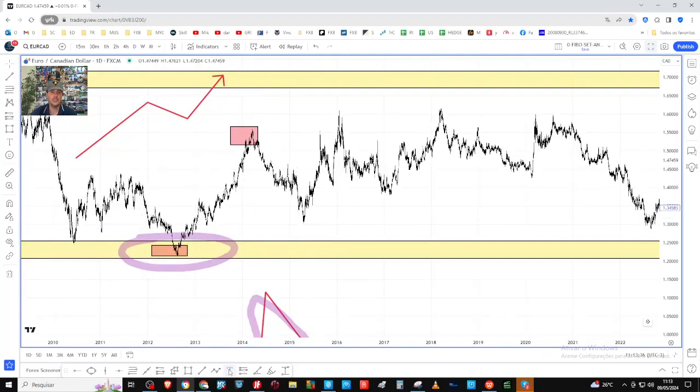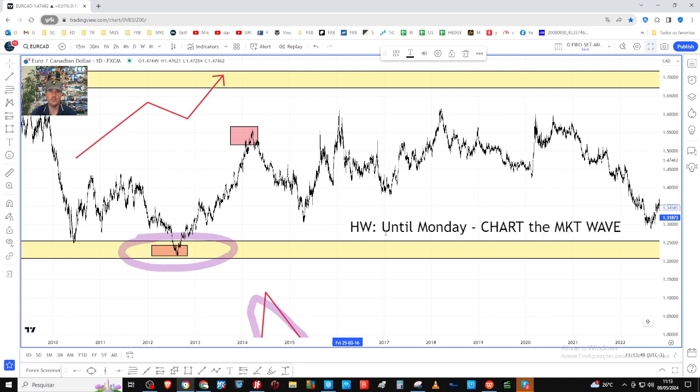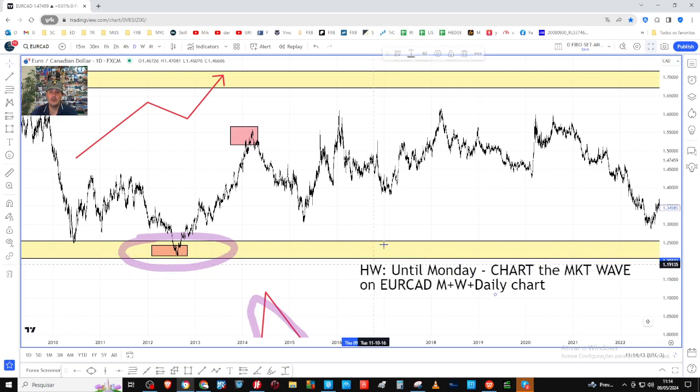So let's write this down. Homework until Monday: chart the market wave, also called the market structure trends, on EuroCAD. It's the easy one, believe me. It's similar to NZCAD. Monthly plus weekly plus daily chart. And if you want my feedback, send it to my email.